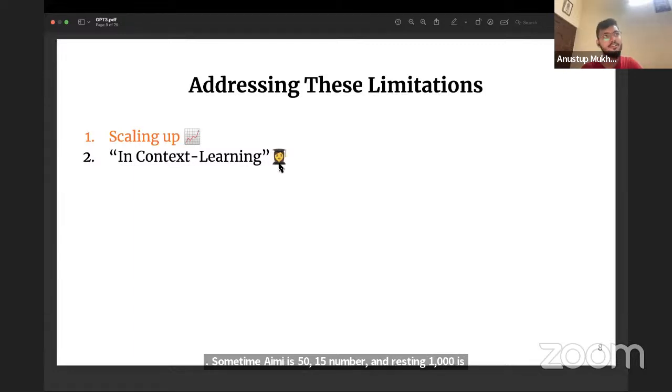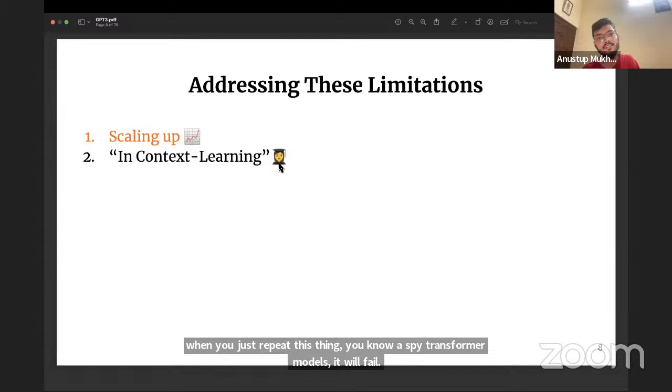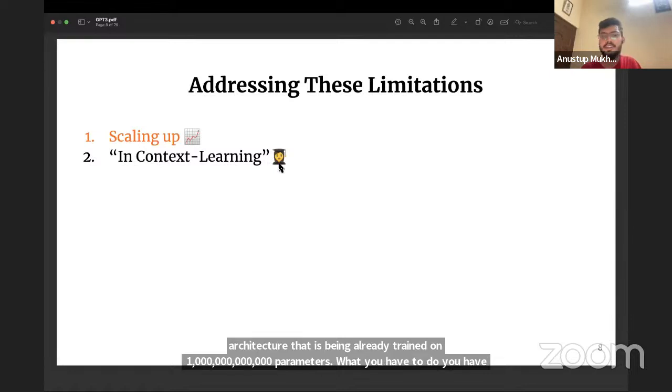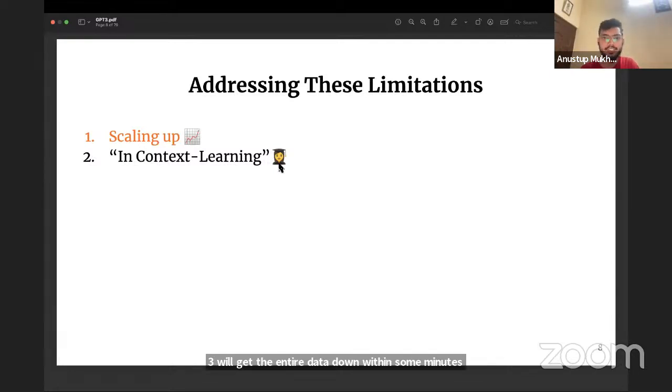So when you feed this to a spaCy transformer model or any kind of spaCy NER model, it will fail. So you have to fine tune their internal architecture. For fine tuning an internal architecture that has already been trained on 1,000 billion parameters, you have to take a big enough data set. So where can you generate it from? Just go and hit GPT-3. You will get the entire data dumped within some minutes, and that's it. And you can feed and train that particular model easily. So here is the case where GPT-3 plays an amazing role.